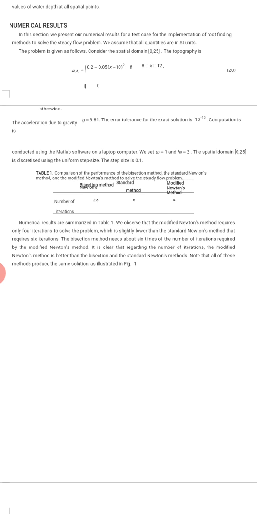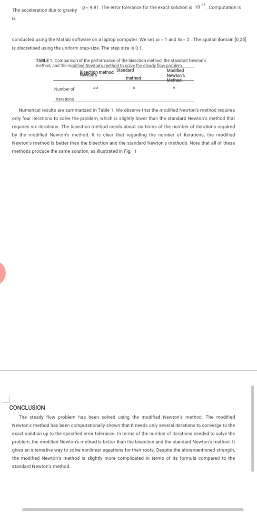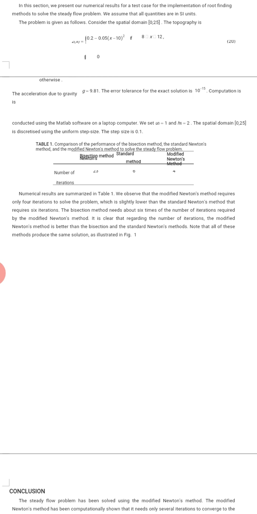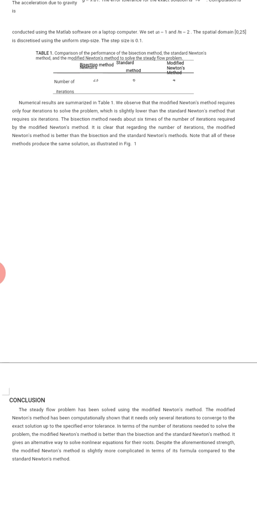In this section, we present our numerical results for a test case for the implementation of the root finding methods to solve the steady flow problem. We assume that all quantities are in SI units. The values are given. The numerical results are summarized in table 1.